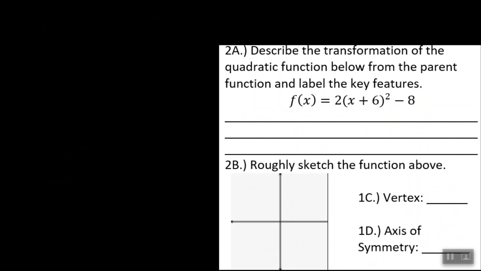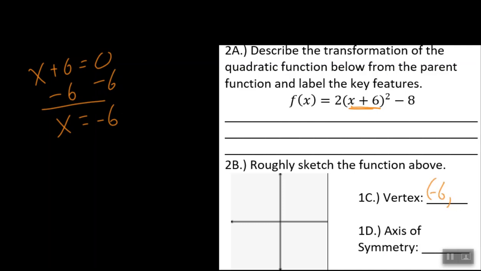Okay, here we have example number 2, and it says describe the transformation of the quadratic function below from the parent function and label the key features. Now once again, the only math you have to do is you have to look inside the function where we see this x plus 6, and we're going to set that equal to 0, and then we solve for x. So what is the opposite of plus 6? Well, that would be minus 6. And so x is equal to negative 6.